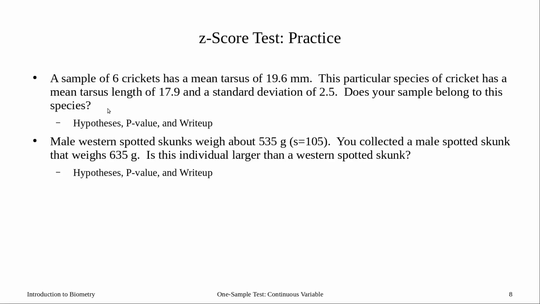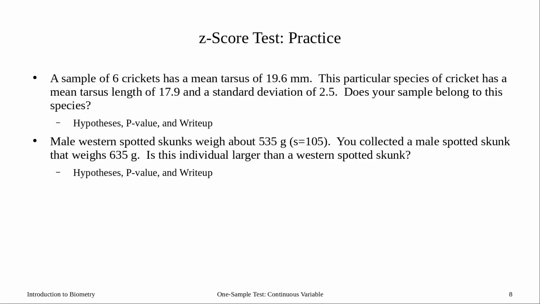So question 1 is we have a sample of 6 crickets that have a mean tarsus of 19.6. This particular species of cricket has a mean tarsus length of 17.9 and a standard deviation of 2.5. Does your sample belong to this species? So hypothesis, p-value, and write-up.